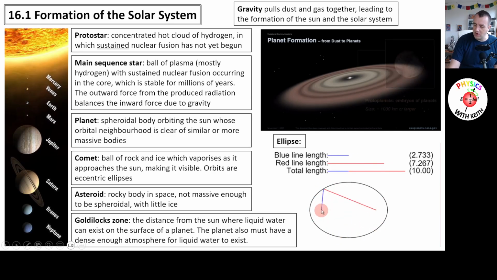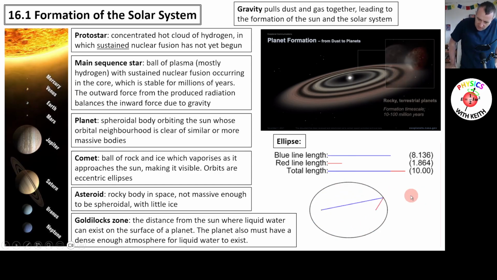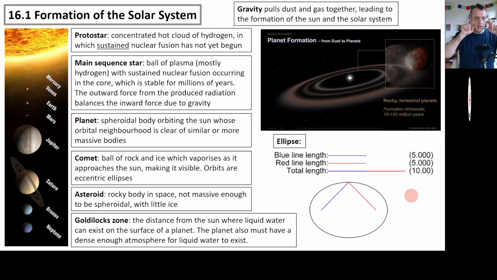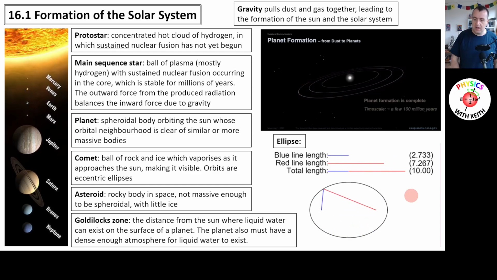Place the sun at one of these foci, and a planet will orbit around it in an ellipse. So that's what we mean by elliptical. More eccentric means the 2 foci are further apart. So you get a more squashed ellipse.